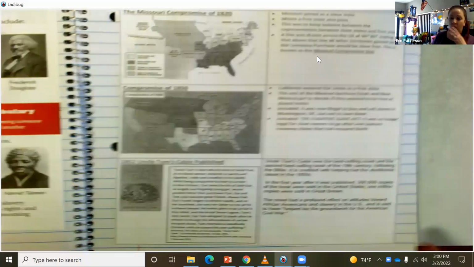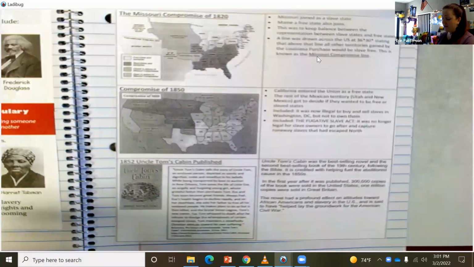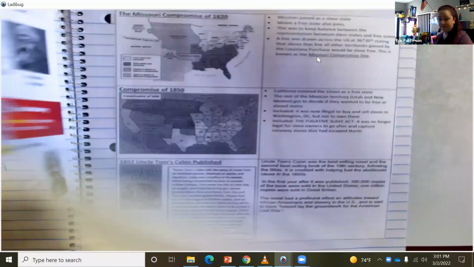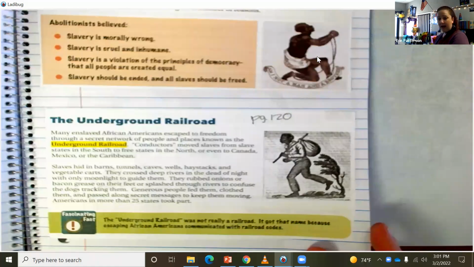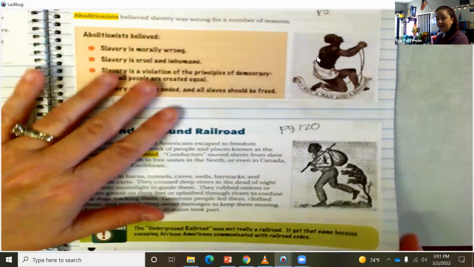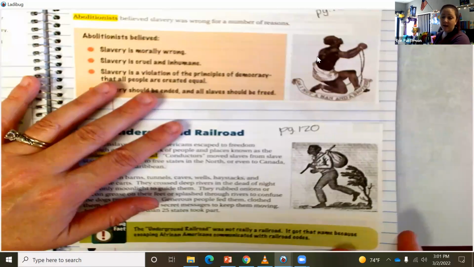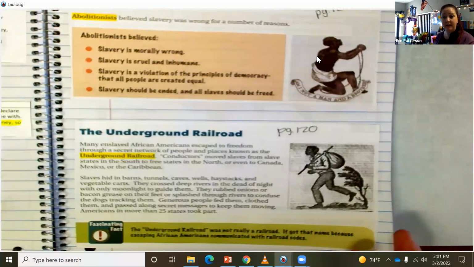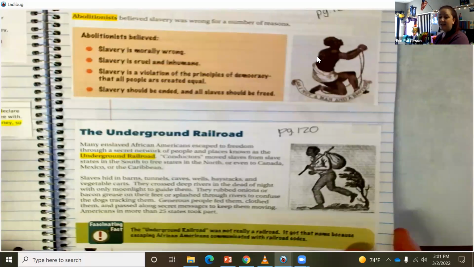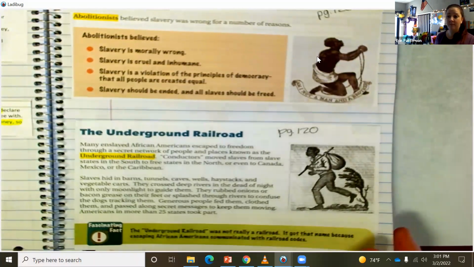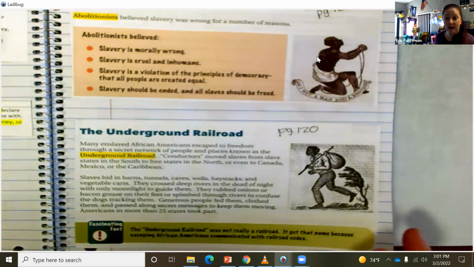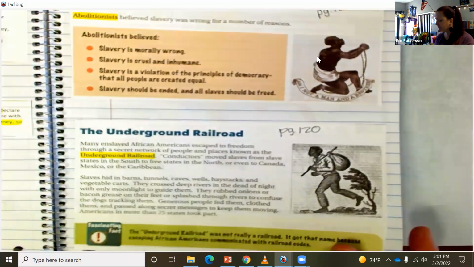When last we met, we learned about some major differences between the North and the South. And we learned about some famous people, some abolitionists that were helping speak out against slavery. And we learned about the Underground Railroad, and that was helping slaves escape those southern states where the plantations were.